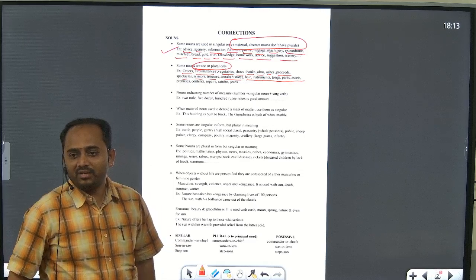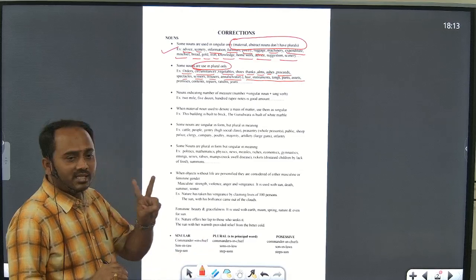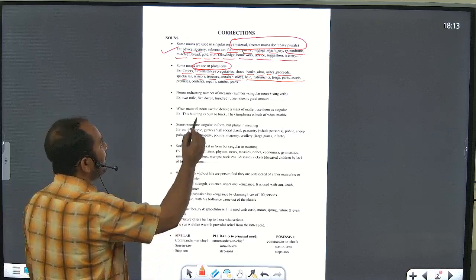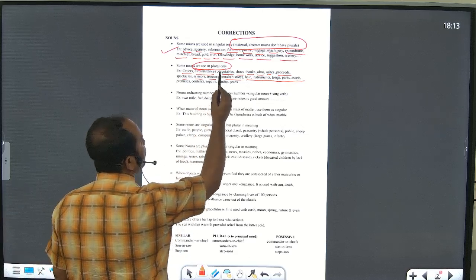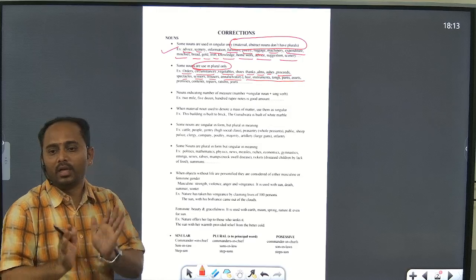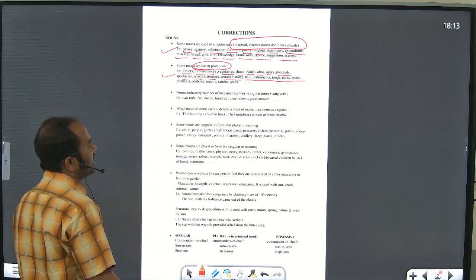And pants, generally we say it is pants because it has two legs compulsorily. Scissors, it has two parts. So whatever such kind of words we get, we never use them as singular. Always use them as plural only. This is the second point which we have to remember for the corrections.